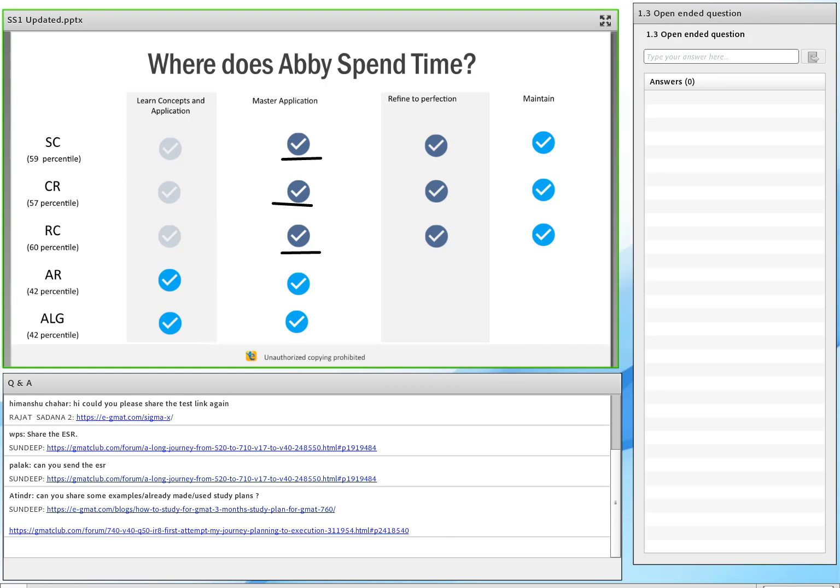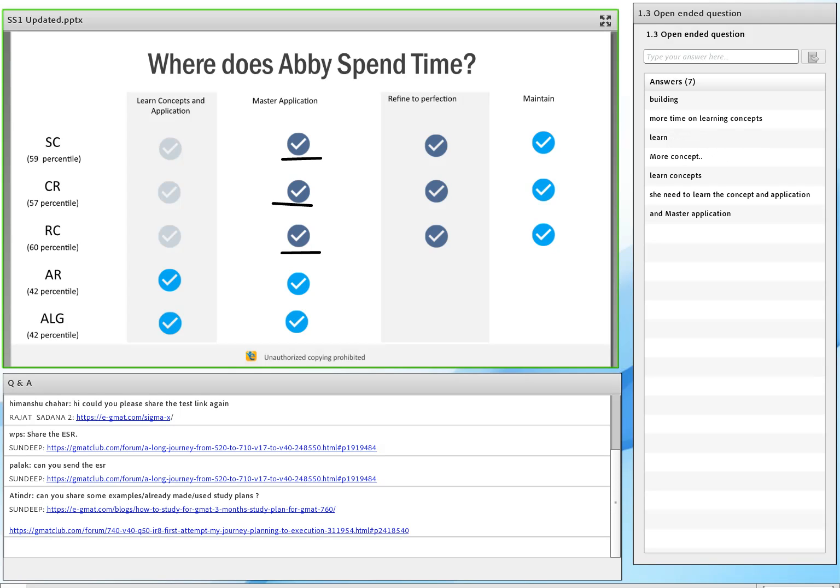Now, when it comes to quant, how would that strategy change for Abby? What will Abby do in quant? If you're an e-GMAT student, you don't do books, you go through concept files because concept files give you feedback that's personalized to you. But yes, you got the answer right. Abby needs to learn concepts and application. She can't go practicing blindly. She doesn't have all the concepts and application. Blind practice for Abby is going to be harakiri. It's going to be time wasted.